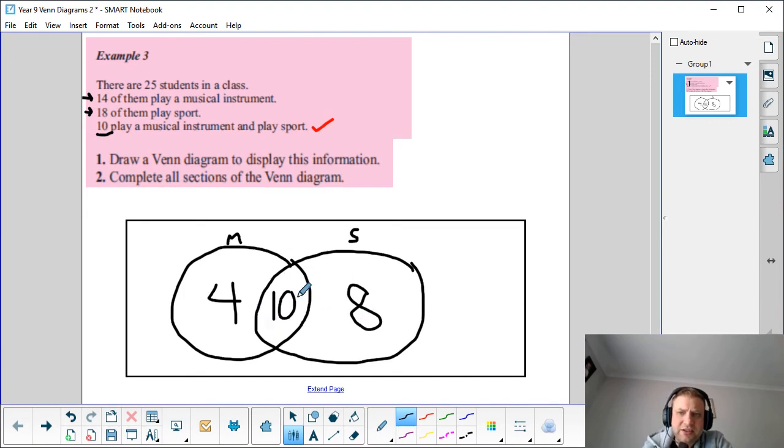What we should then check is whether we've actually got all of our students, because maybe some students don't like music, they don't like sport either. So our numbers have to add up to 25, and these numbers here add up to 22. So that leaves 3 students on the outside. Okay, so these are the kinds of Venn diagrams we're working with today.